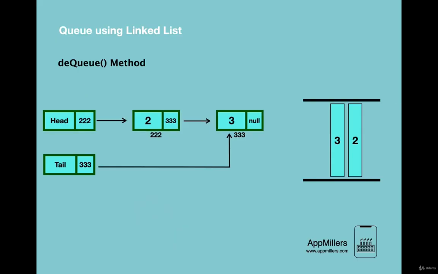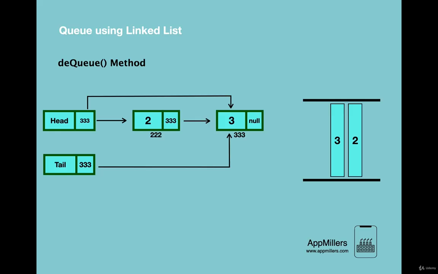Now if we call the dequeue method one more time, then it will return this node from here, because this node is now the first node in our linked list. So once again, we need to create a link between head and the second node. In this case, the second node's physical location is 333. So we will set the head reference to 333.